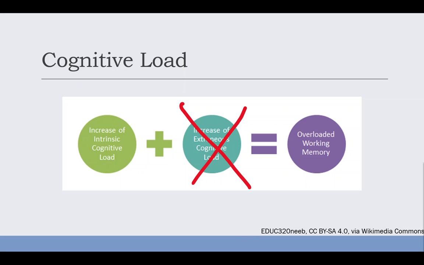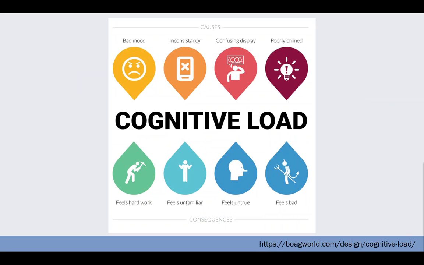Here's a graphic I found that was an interesting perspective on this. It talked about different causes of cognitive load and then consequences. So in design, we talk a lot about inconsistency or confusing displays. Those are things we can control using the visual design. Other things like people being in a bad mood or not having the prior information they need might be somewhat out of our control, but it's something important to be aware of.